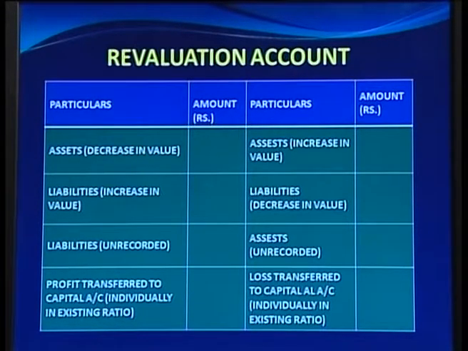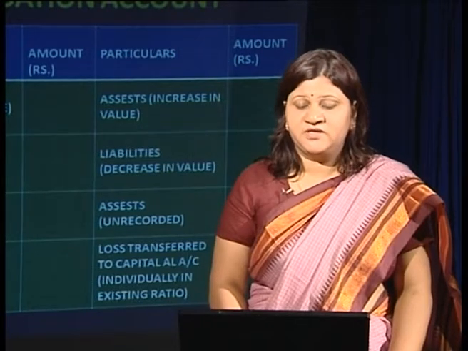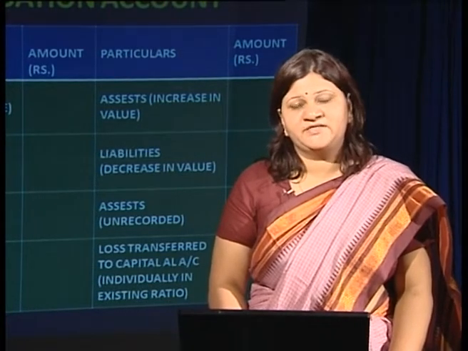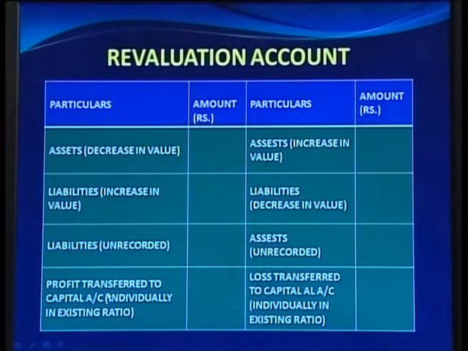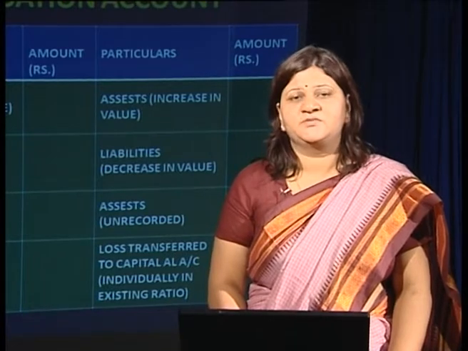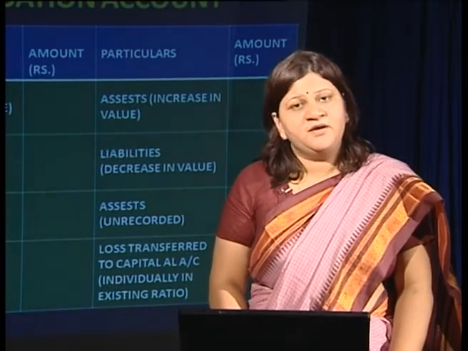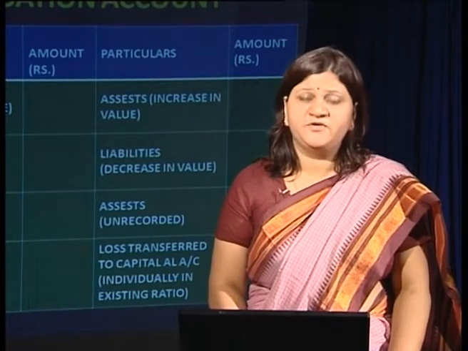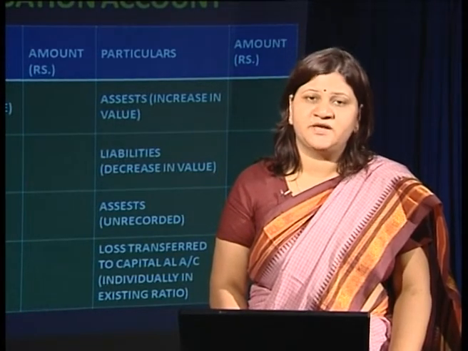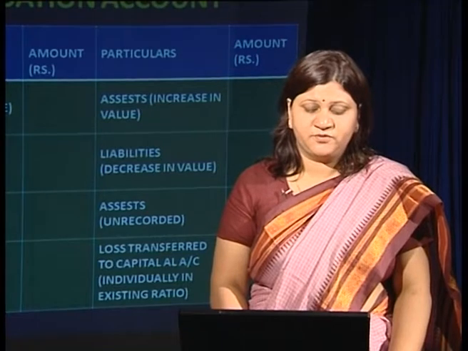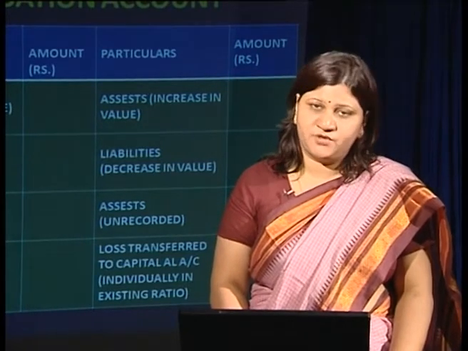Now we will find out the balancing figure. We will total the debit and credit sides, and if the credit side exceeds the debit side, we can ascertain the profit. So the profit, ascertained by subtracting the debit side from the credit side, is to be transferred to the capital accounts of the partners. If there are two partners, this profit is to be distributed between both. Depending upon the number of partners, the profit will be transferred individually to each partner's capital account, and the ratio would be the existing profit sharing ratio.